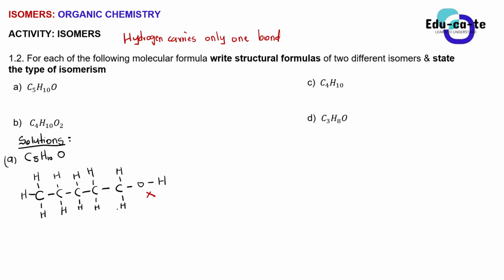Okay, let's count now. How many carbons are we having? It's 1, 2, 3, 4, 5. What about the number of hydrogens? Let's count them. It's like 1, 2, 3, 4, 5, 6, 7, 8, 9, 10, 11, 12. They cannot be 10.